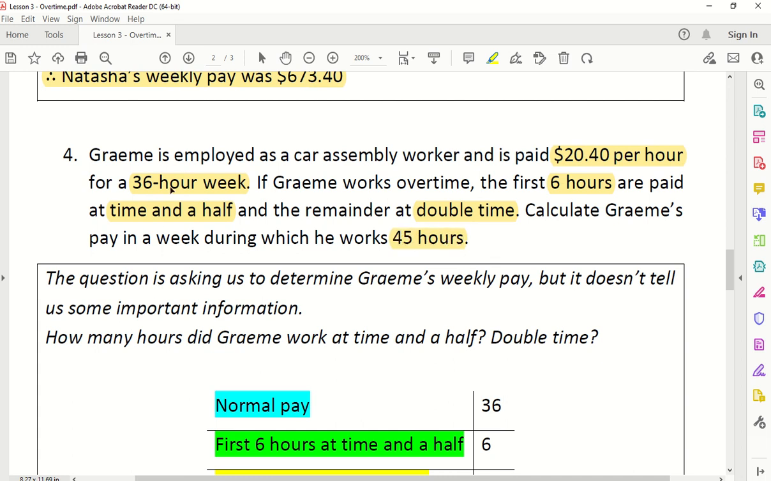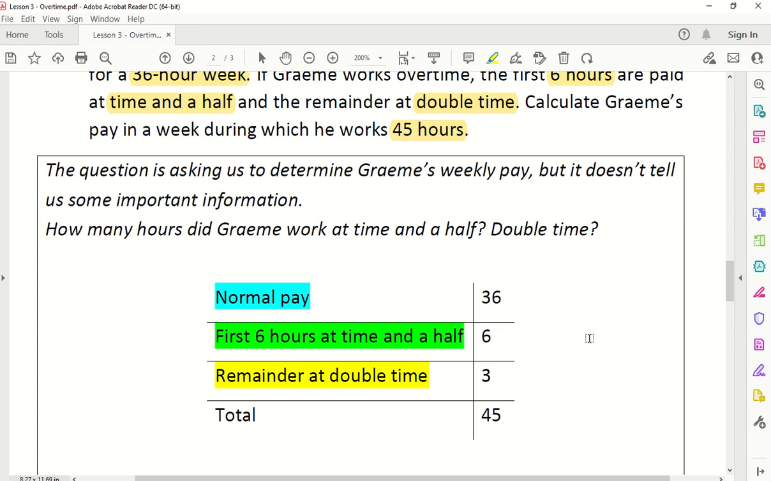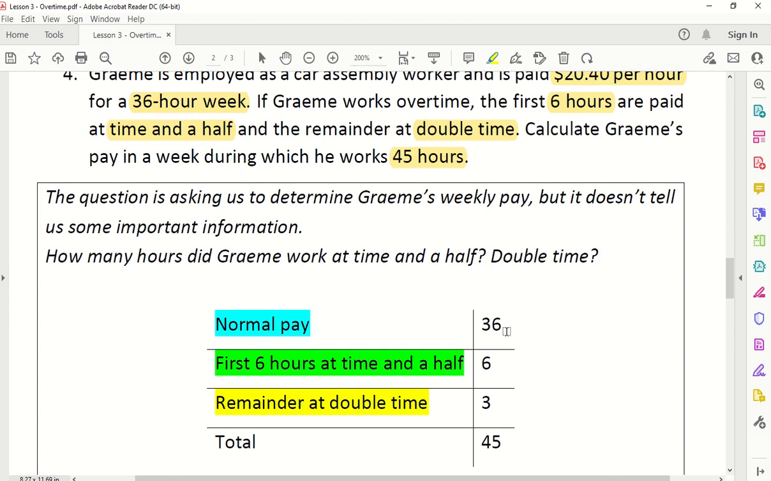So he's worked more than 36 hours. He's worked 45 hours. So he's going to get overtime. As I've noted here, the question is asking us to determine Graham's weekly pay, but it doesn't actually tell us some important information. How many hours did Graham work at time and a half? How many hours did he work at double time? Well, I know he got 36 hours of normal pay, but he got a total of 45 hours.